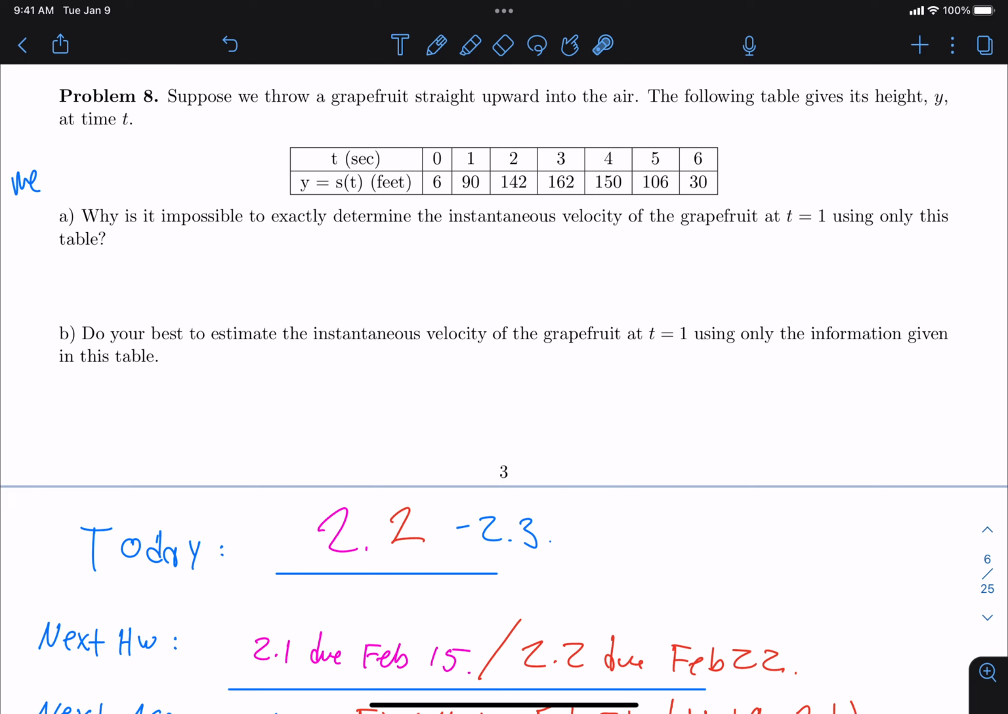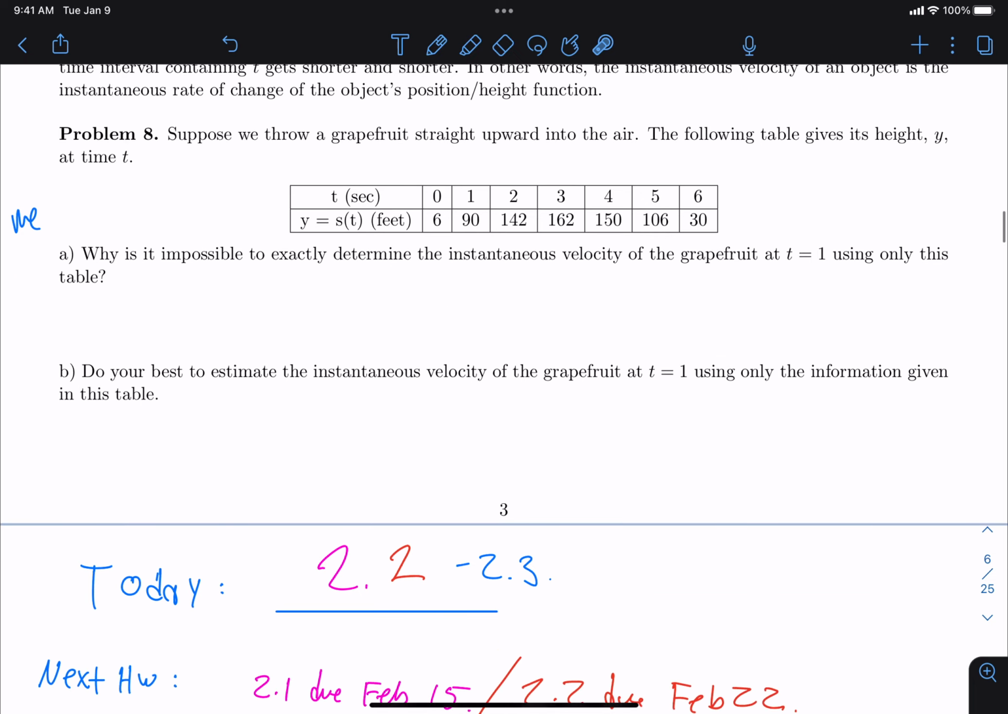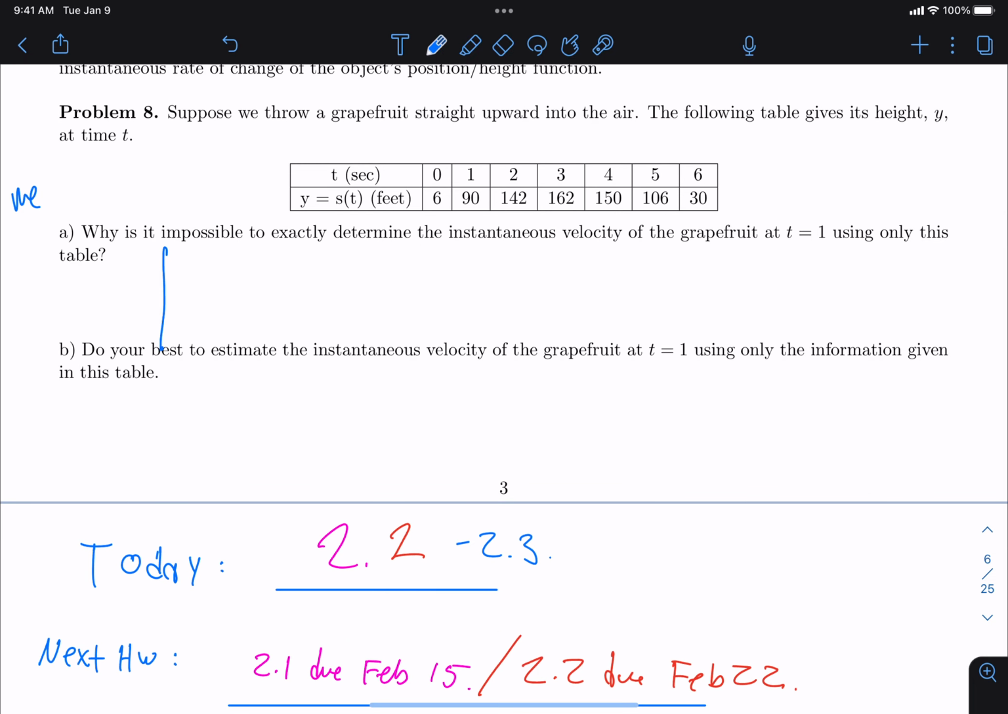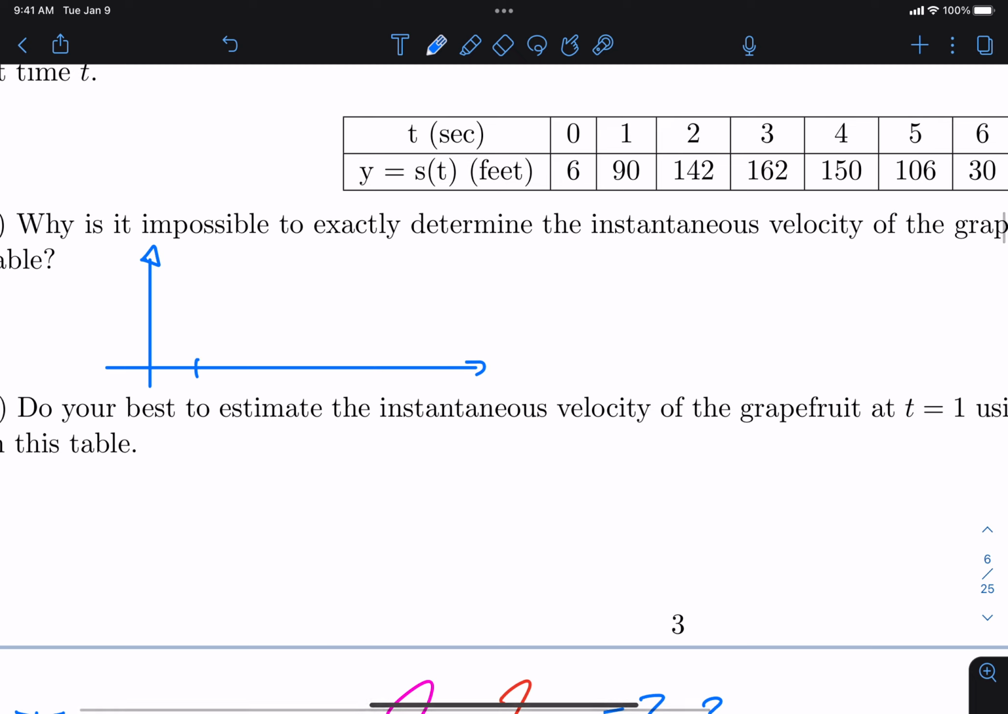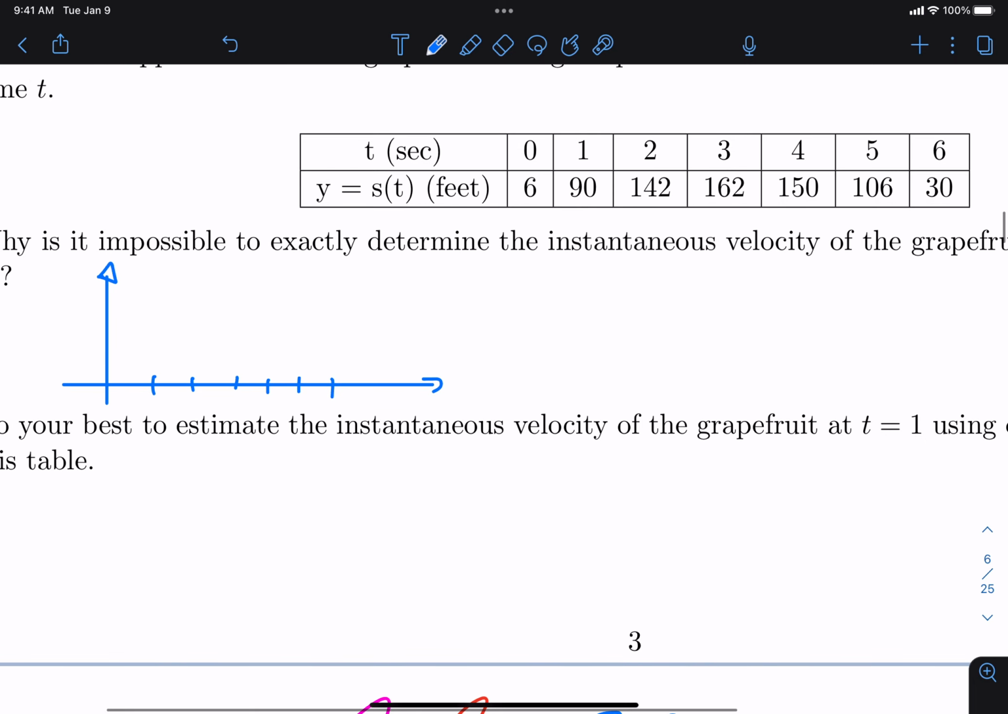All right, so the first question is, why is it impossible to exactly determine the instantaneous velocity of this grapefruit? We're throwing a grapefruit into the air, it's going up, and then probably it's coming back down, right? So why can we not tell how fast it's going at time t equals 1 from this table? Well, we have limited information. We basically are told how tall the grapefruit is off of the ground at sort of inconsistent intervals, right? They tell us how far it is at 0, 1, 2, 3, 4, 5, 6, and that's it.